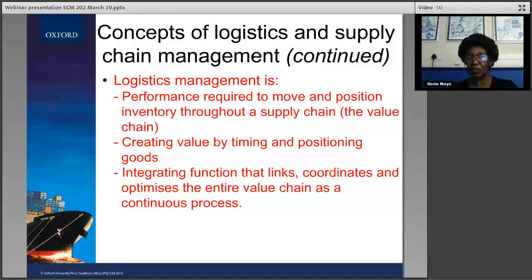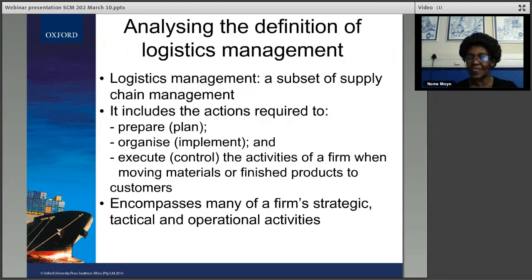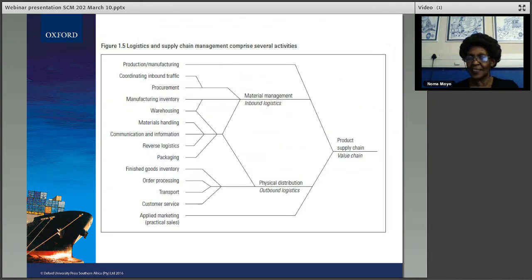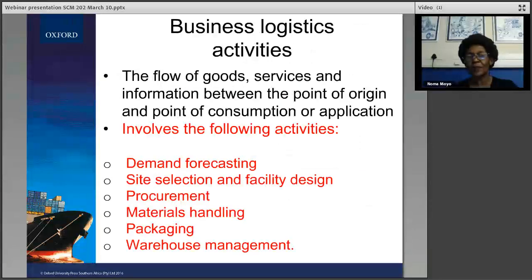Supply chain, sometimes referred to as the value chain, creates value by timing and positioning goods. It is an integrating function that links, coordinates, and optimizes the entire value chain as a continuous process. That was supply chain and logistics.